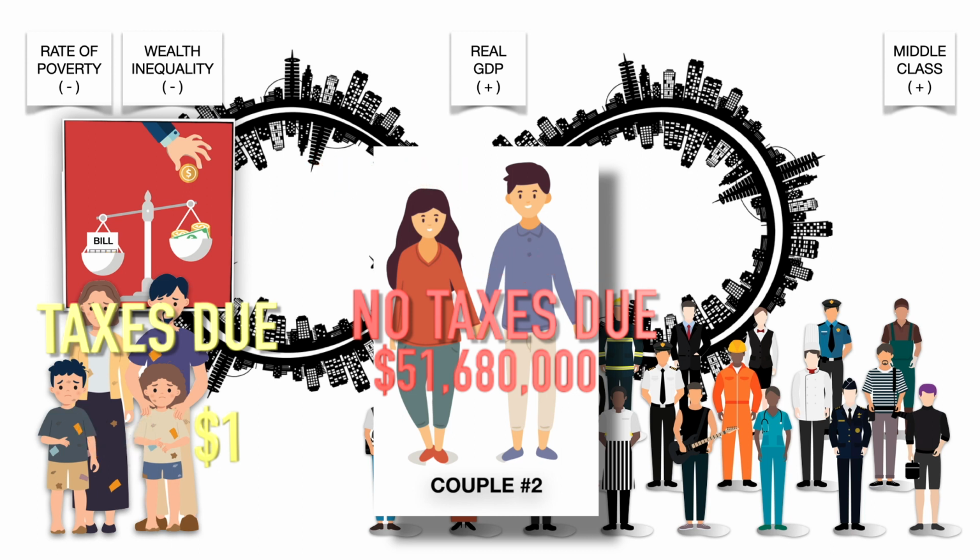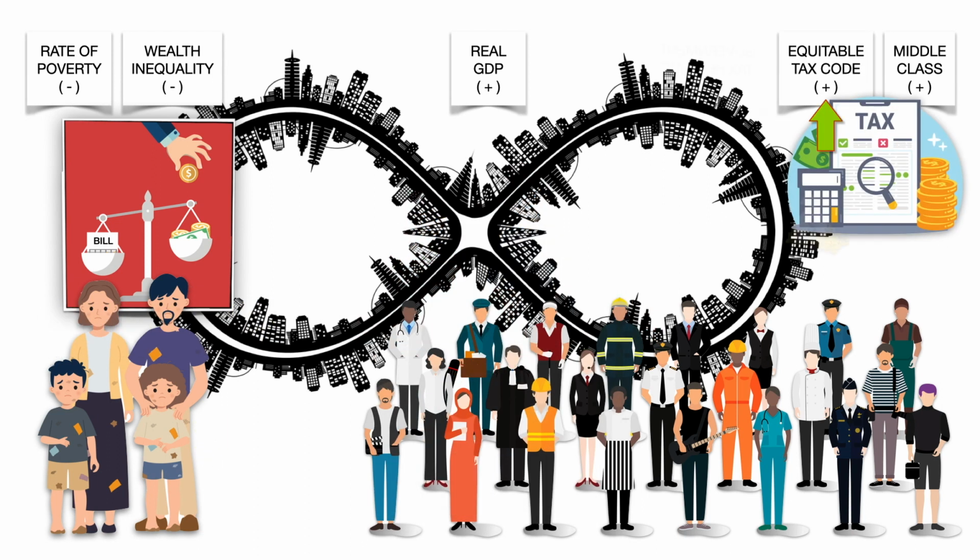So it's obvious that we don't have an equitable tax code, but we should for equally obvious reasons. So that's going to be our next variable to grade government spending.